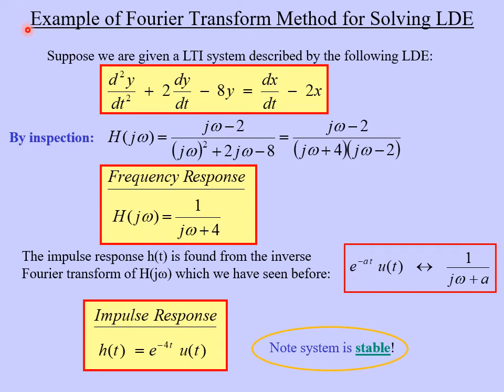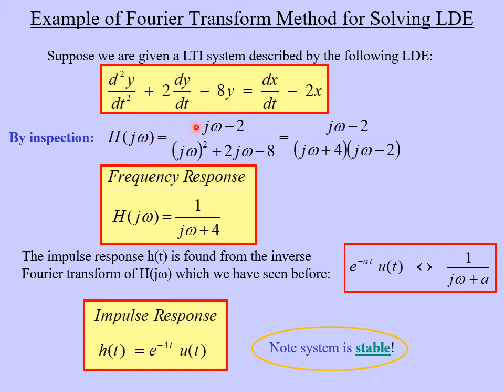All right, so here's our example of a Fourier transform method to solve a linear differential equation. Suppose we're given an LTI system described by the following linear differential equation: second derivative of y plus 2 times the derivative of y minus 8y equals dx dt minus 2x. The first thing we're going to do is write the frequency response of this system by inspection. So how do I do that?